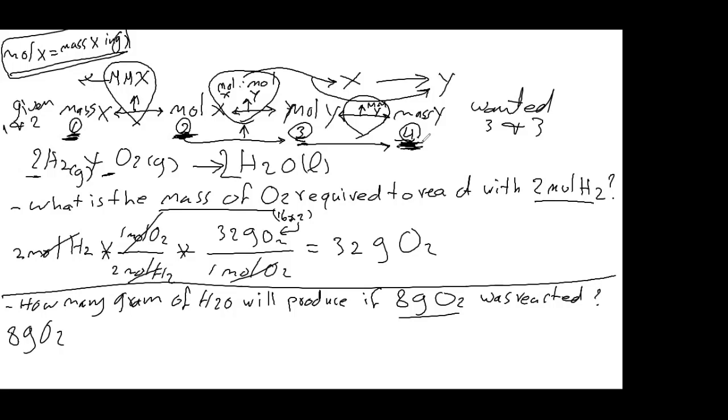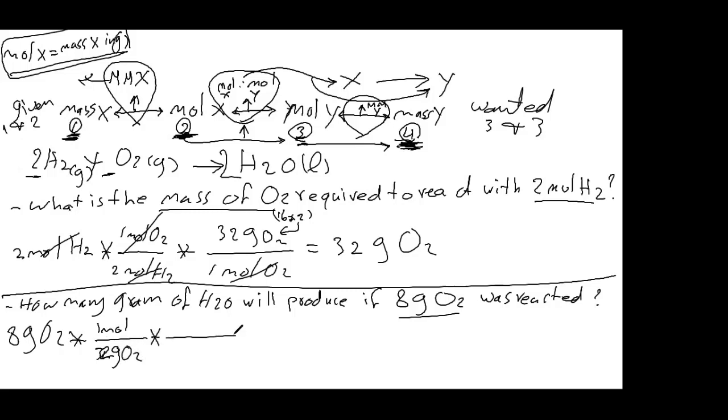First of all, you will go from 1 to 2 by using the molar mass of X. Then from 2 to 3 by using the mole-to-mole ratio. Then from 3 to 4 by using the molar mass of Y. So 80 gram of O2 times the molar mass of X to go from step 1 to step 2. It is 1 mole on top and, for O2, it will be 32 gram O2. Keep going.